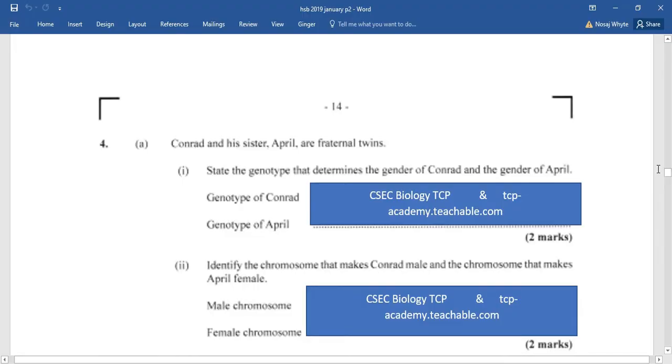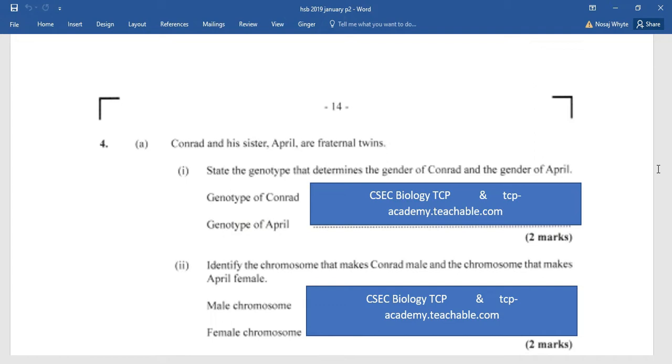Now you're seeing the blue covered area, CSEC Biology TCP and TCP Academy, and that is, of course, the channel link. You're seeing this because persons have asked us to cover the question so they can have a fair chance of attempting the question before we reveal the answer. So we're going to be looking at this very quickly so that you can hop on to your next past paper.